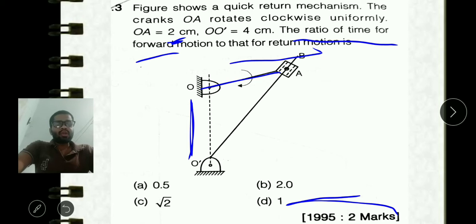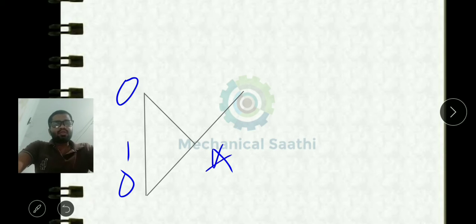If we draw the extreme position, then we can draw it like this. We can name the points O, O dash and A. This will be 90 degrees here. This is the extreme position at which we can find out the forward motion or return motion, and let us suppose the angle is theta.